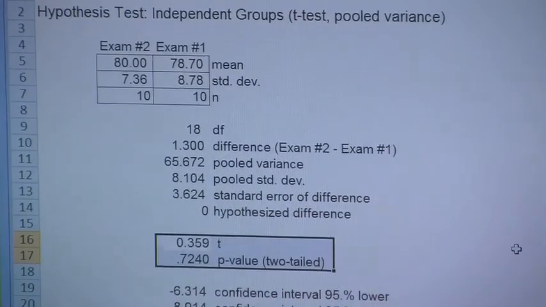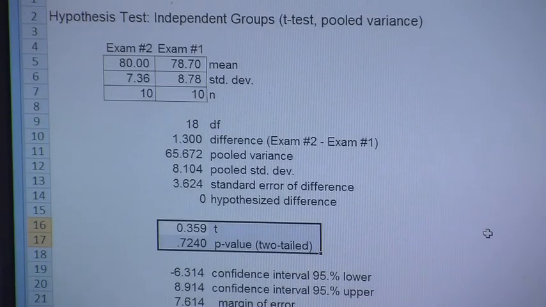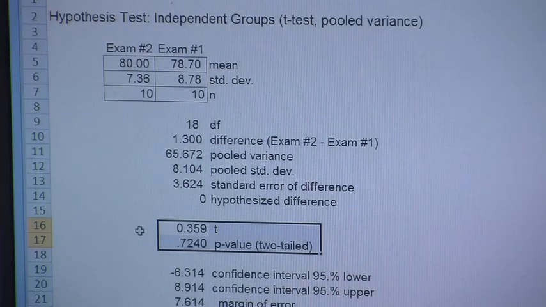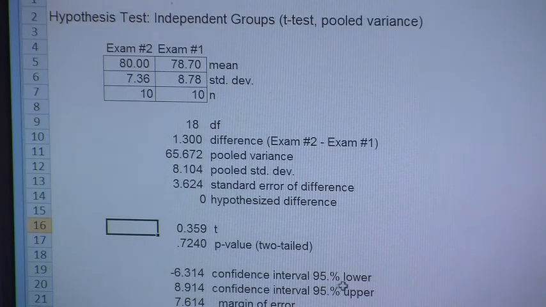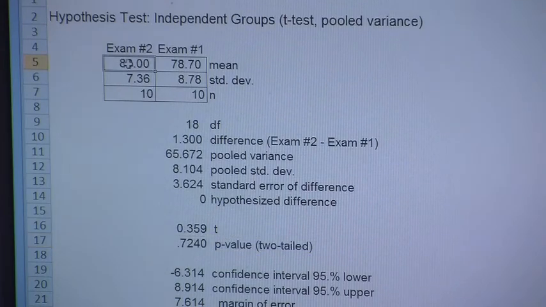Let me remind you, Megastat does not calculate the critical t-value. It instead provides us the observed t-value. So if we were to look up the critical t-value here, it would be quite a bit larger than 0.359, I can assure you. Recall that our critical p-value was 0.05, and since our observed p, 0.724, is larger than our critical p of 0.05, we fail to reject the null hypothesis. In other words, we conclude that the average scores for exam number 2 and exam number 1 are not statistically significantly different from one another.